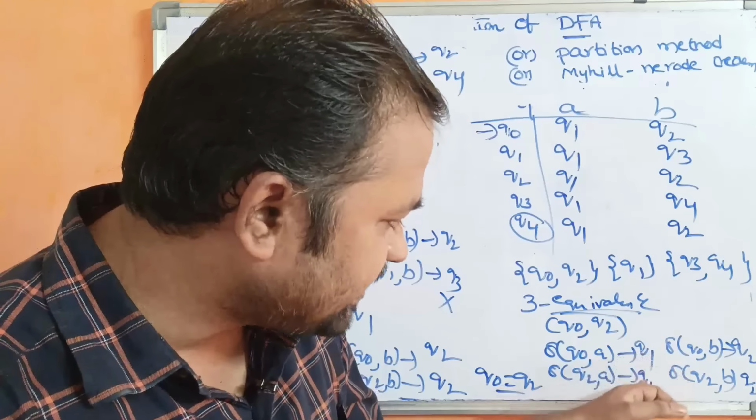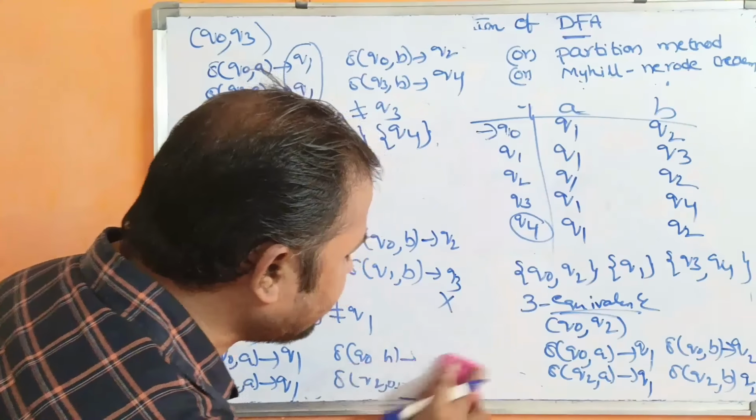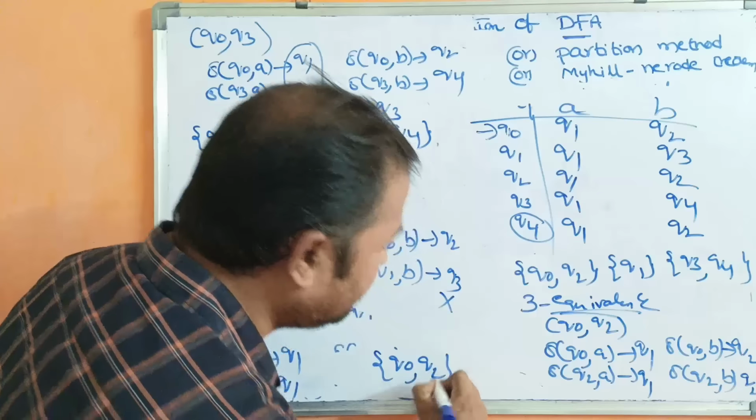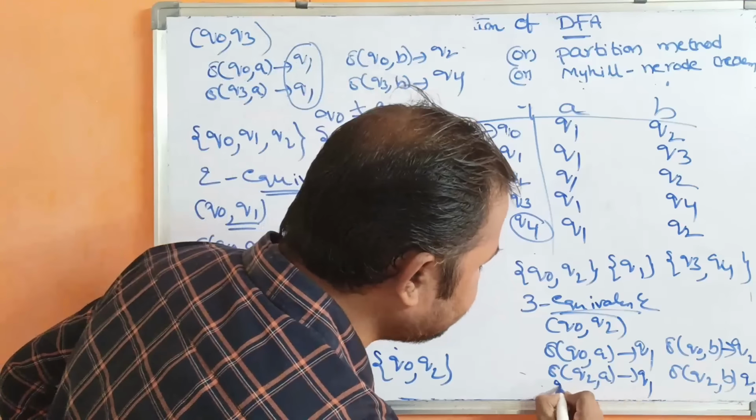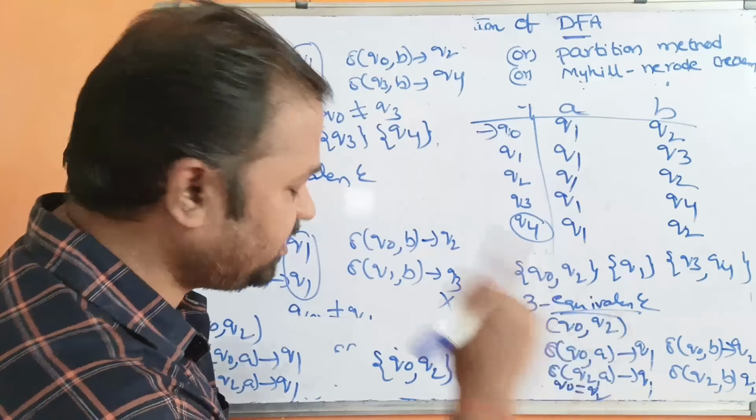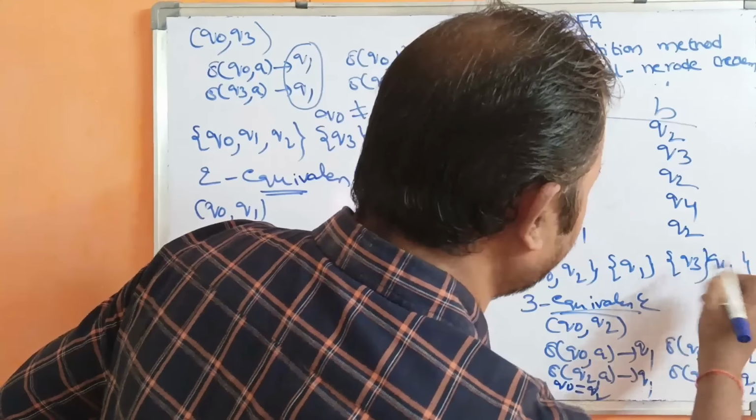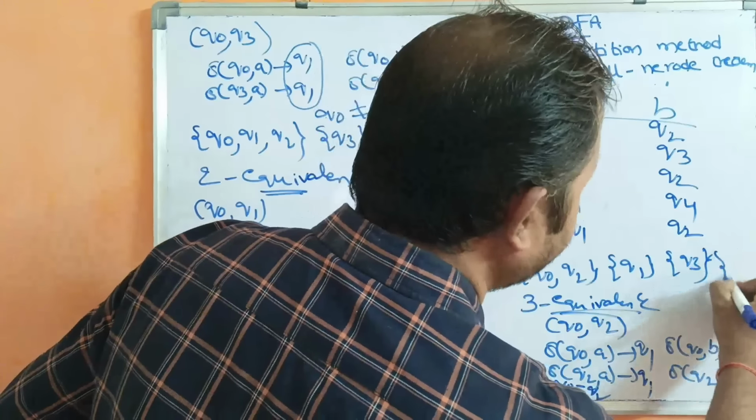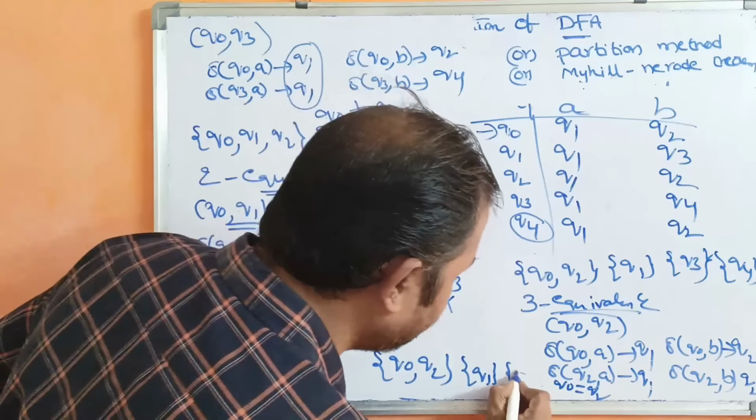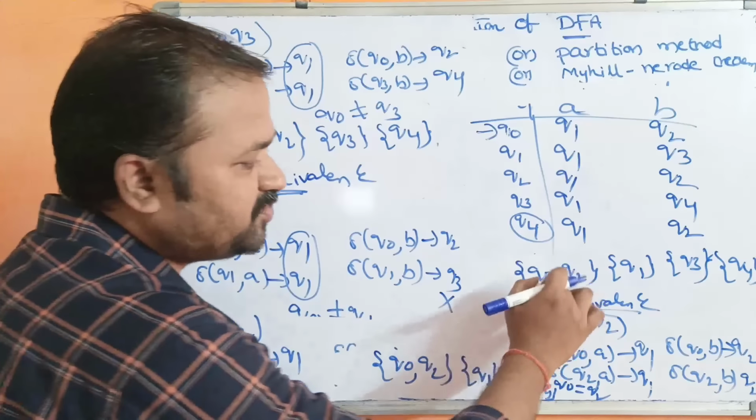Why? Because here the result is available in only one set. So here the third equivalence is also similar to the second equivalence. So what is the third equivalence? Q naught, Q2. Why? Because these two are equal. Q1, one set only. Q2, one set only. Next Q3 is one state, Q4 is another state. These two are different states. So Q1, Q3, Q4. So the third equivalence is similar to the second equivalence.